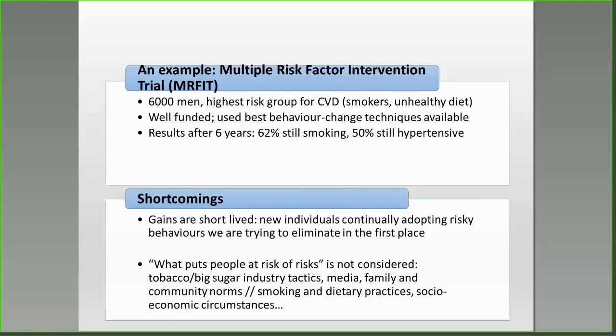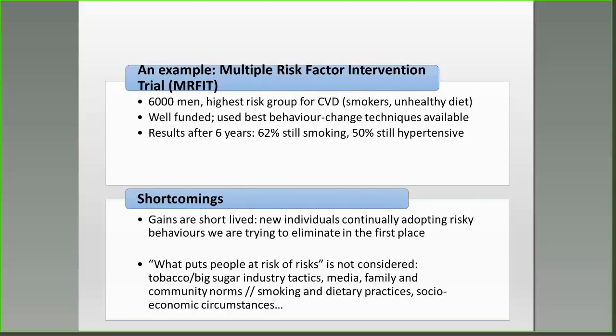So this example is a very good illustration of one of the main shortcomings of targeting issues and risk factors when developing interventions. The gains may be short-lived, especially at the population level, because there's always new individuals that are going to be adopting those behaviors that we're trying to eliminate in the first place.